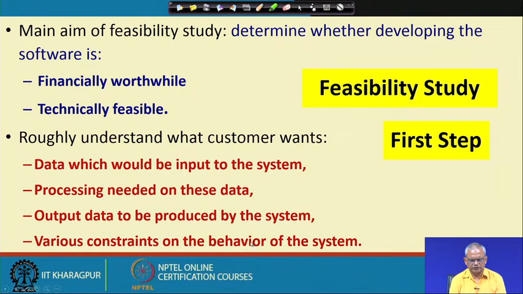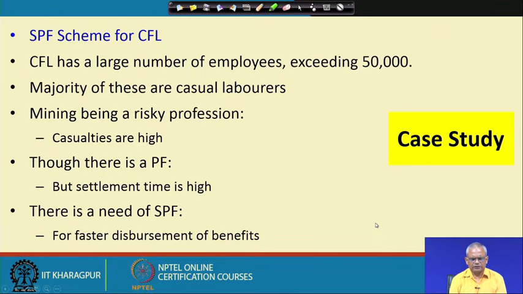For example, whether backup needs to be kept, whether the downtime requirement is very high, and so on, or whether the data is to be input from different locations of the company, and so on. So, these are the different constraints, and once the requirements are understood, then the project manager would like to find out how exactly to go about doing it.